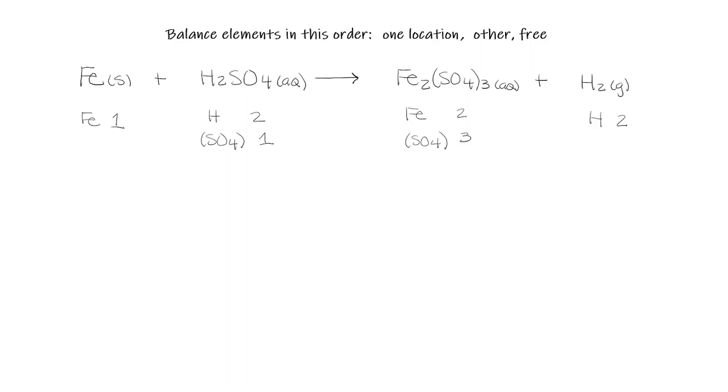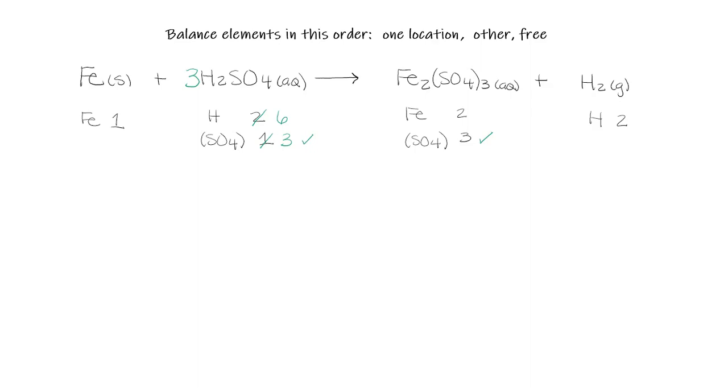We have 1 sulfate on the reactant side, 3 on the product side. So in order to balance these, we need 3 on the reactant side. So we'll accomplish this by putting a balancing coefficient of a 3 out in front of the H2SO4. Because that 3 is a multiplier for everything that's there, it's going to change all of those numbers. So the hydrogen now changes to 6, and the sulfate changes to 3. At this moment, it seems like the sulfates are balanced.